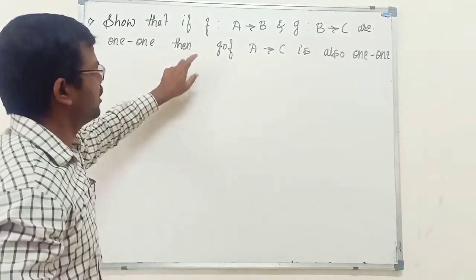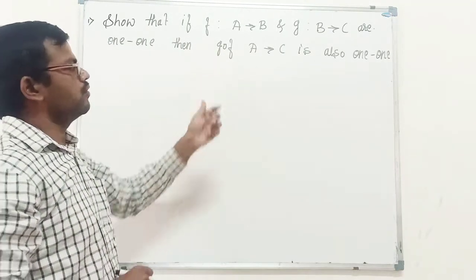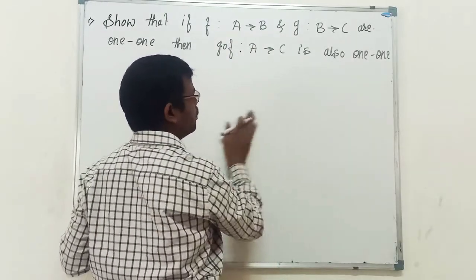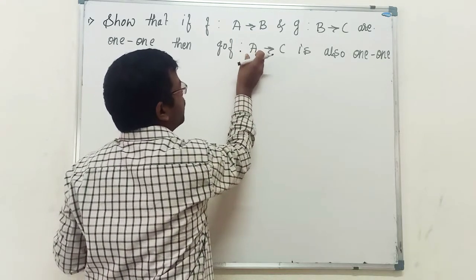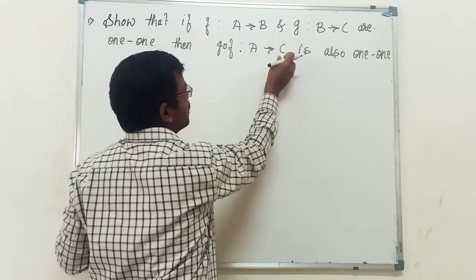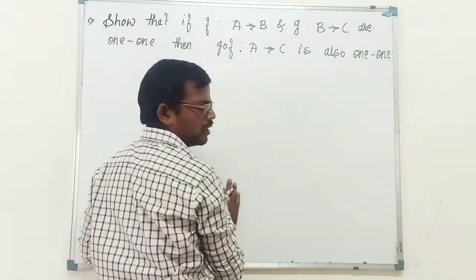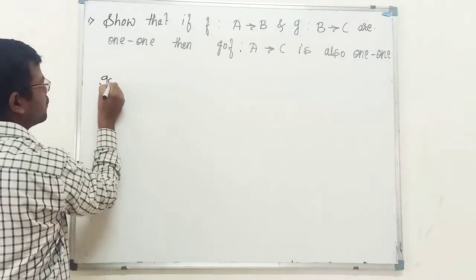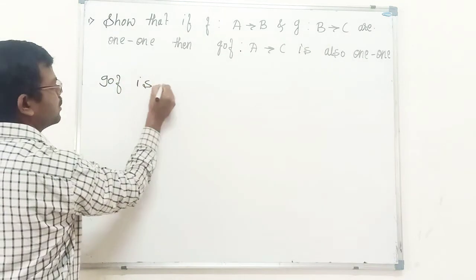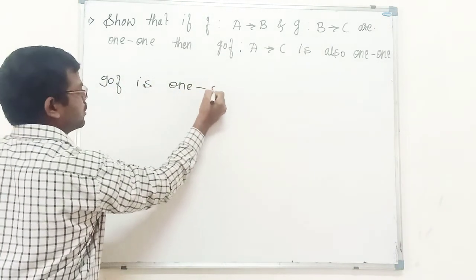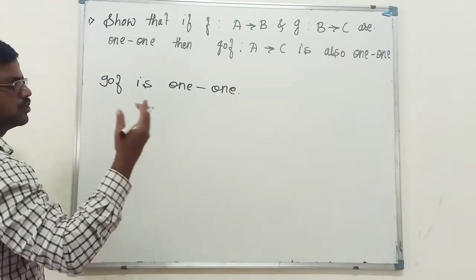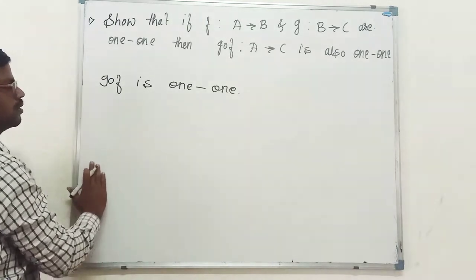Now what we have to show is that g composition f, a function from A to C, is also 1-1. So every element of the domain A has a distinct image in the codomain C. Let me prove that g composition f is 1-1. To prove this, we use the equal image method.